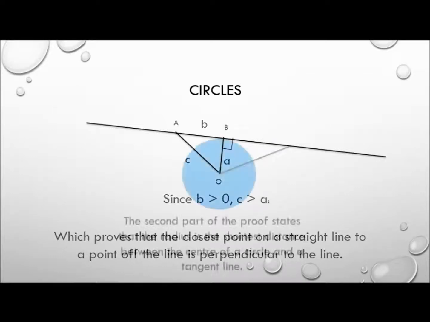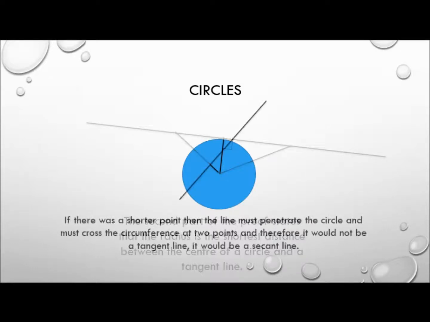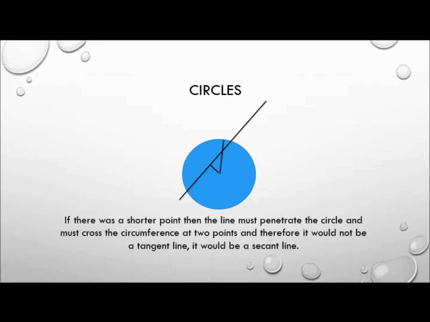Now the second part of the proof states that the radius is the shortest distance between the centre of a circle and a tangent line. If there was a shorter point, then the line must penetrate the circle and must cross the circumference at 2 points, and therefore it would not be a tangent line, it would be a secant line.